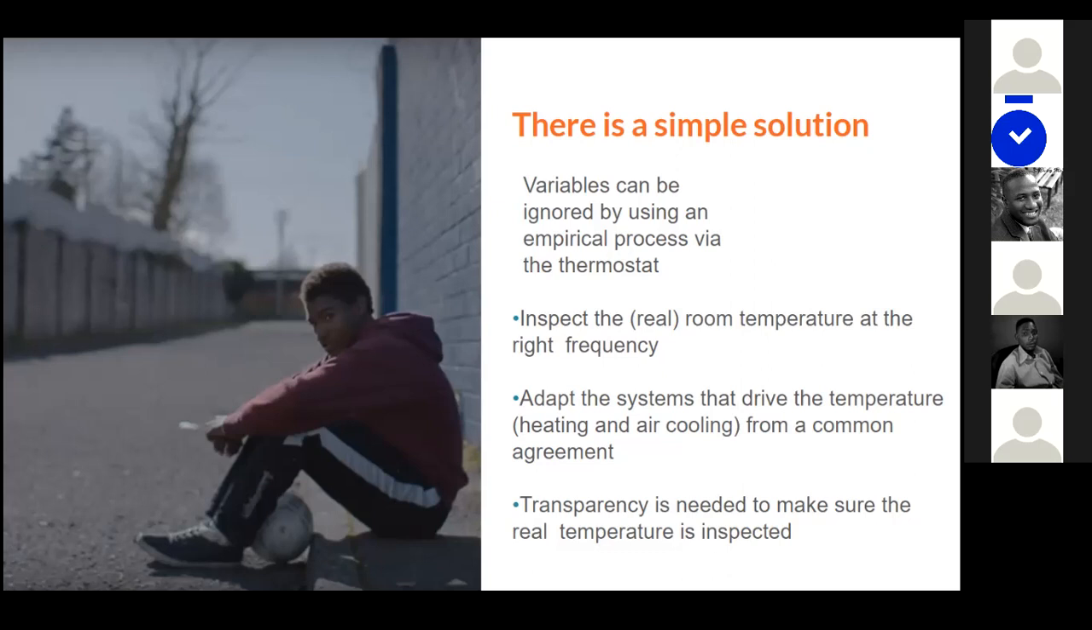Then, of course, transparency is needed. It has to be clear to everybody. There must be visibility that this is the way forward. So this is actually the foundation of agility, using an empirical process to solve problems.